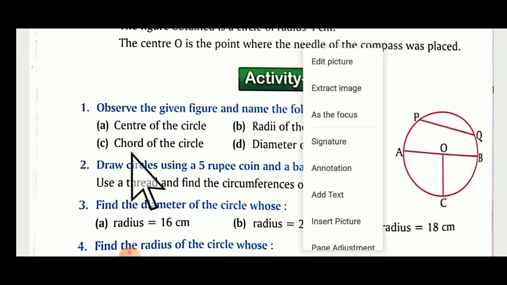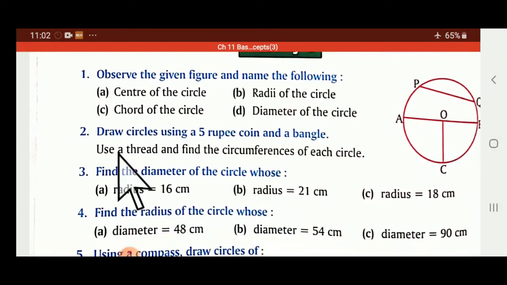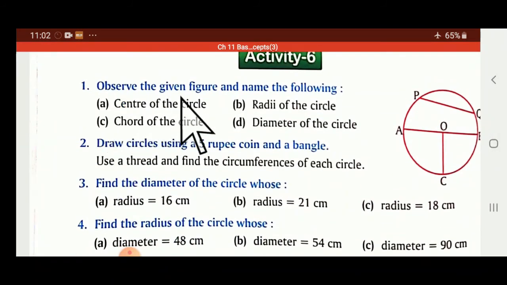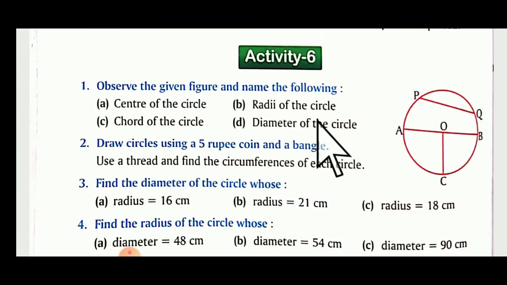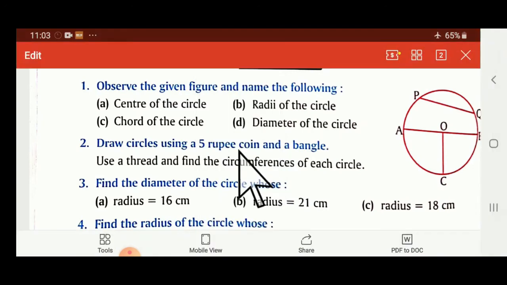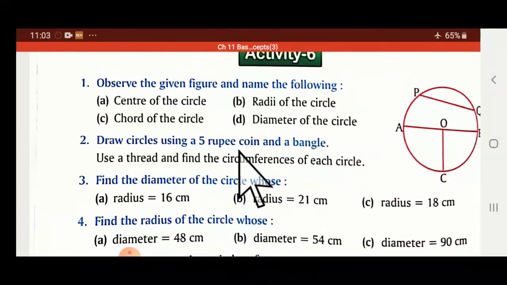So in this manner you have to draw the circle. Activity 6. Observe the given figure and name the following. See, a figure is given. Center of the circle, where it is O. Then radius of the circle: OA, OB and OC. Chord of a circle. And you have to tell PQ is the chord, whereas the diameter of the circle is AB.